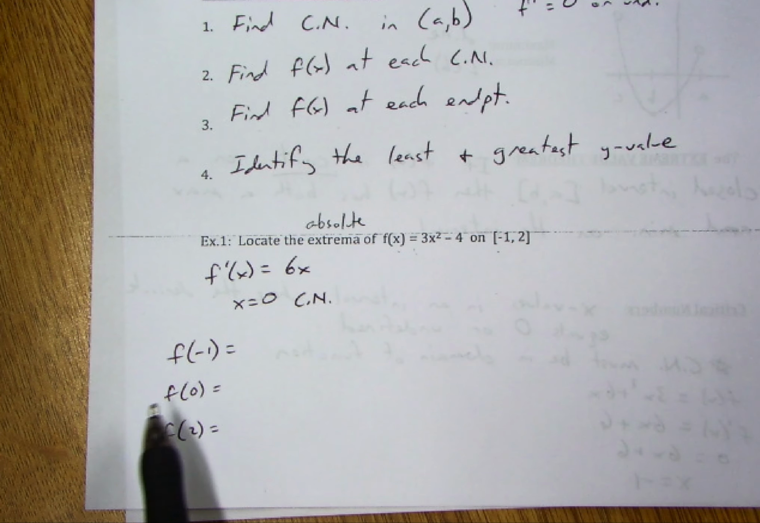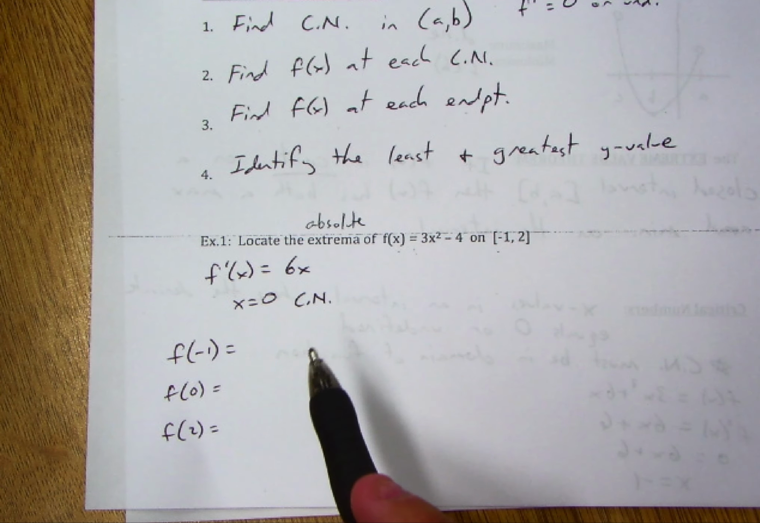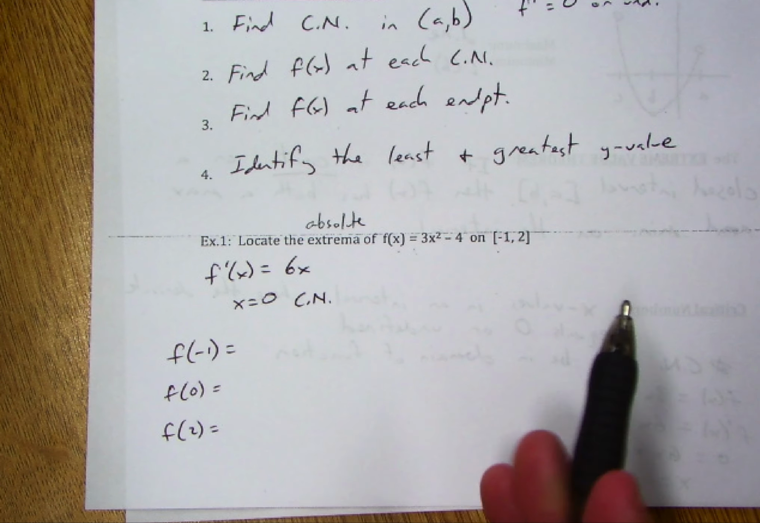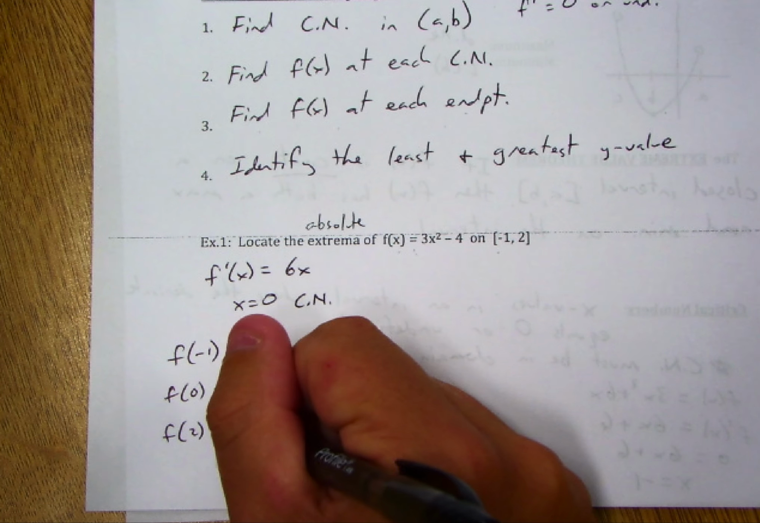So I'm trying to find the actual y values on the function. So notice I'm plugging these into f, not f prime. When I plug -1 into f, we get -1 out. When I plug 0 in, we get -4 out. And when we plug 2 in, we get 8.